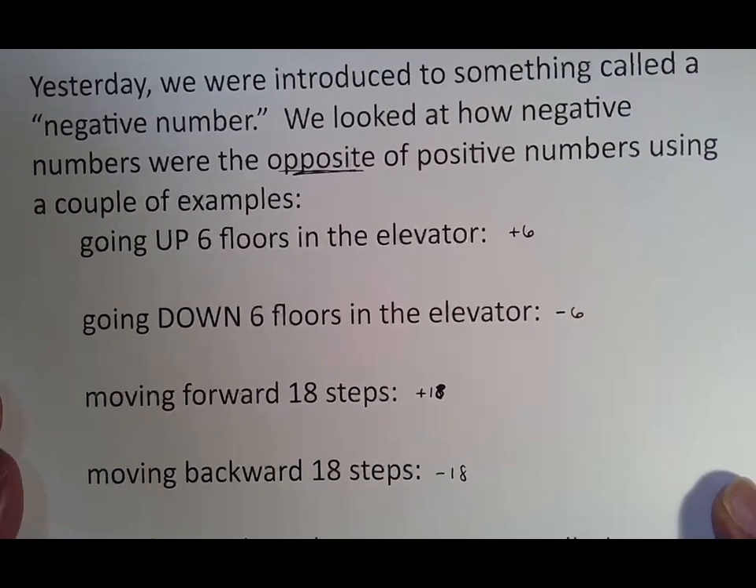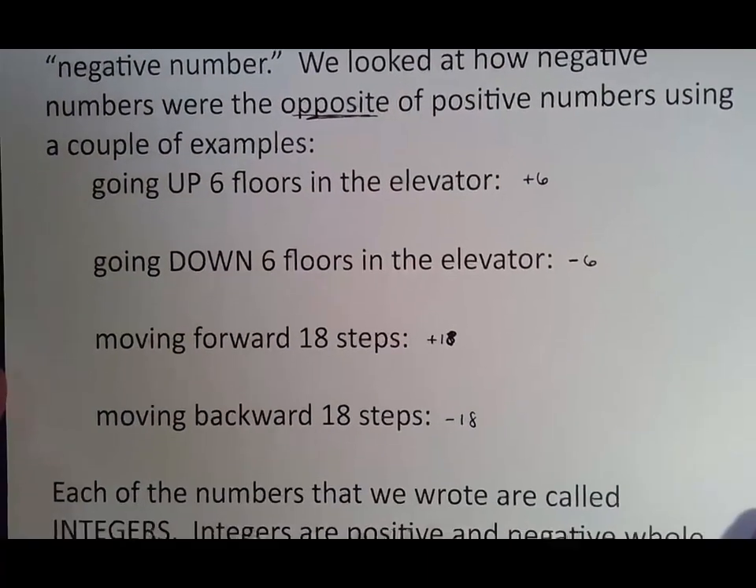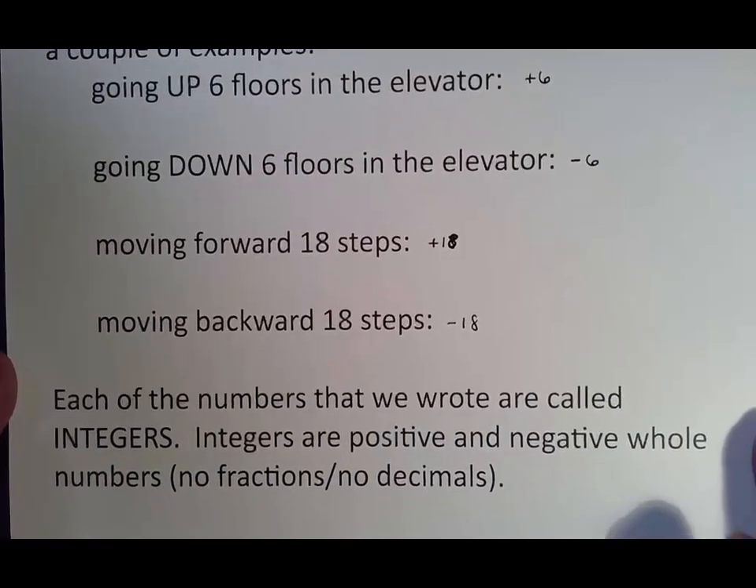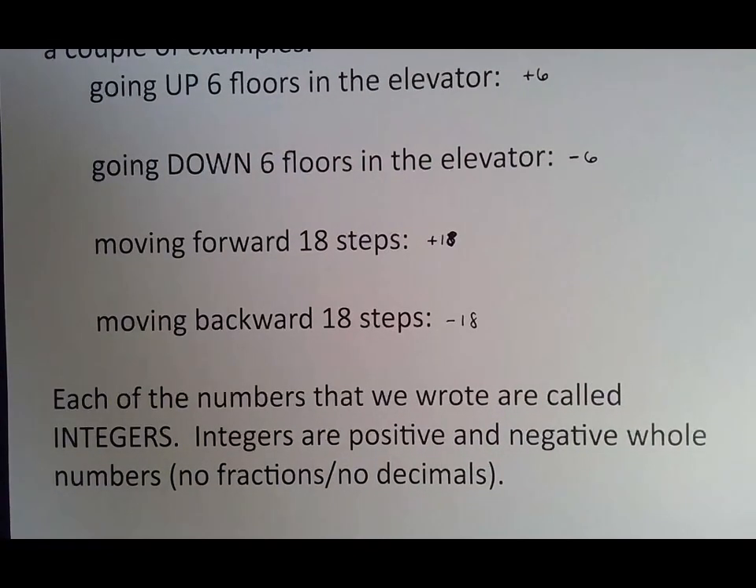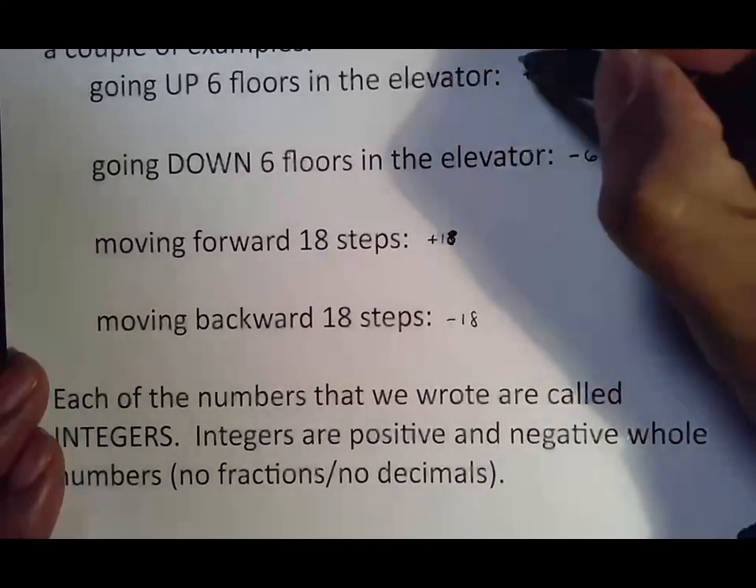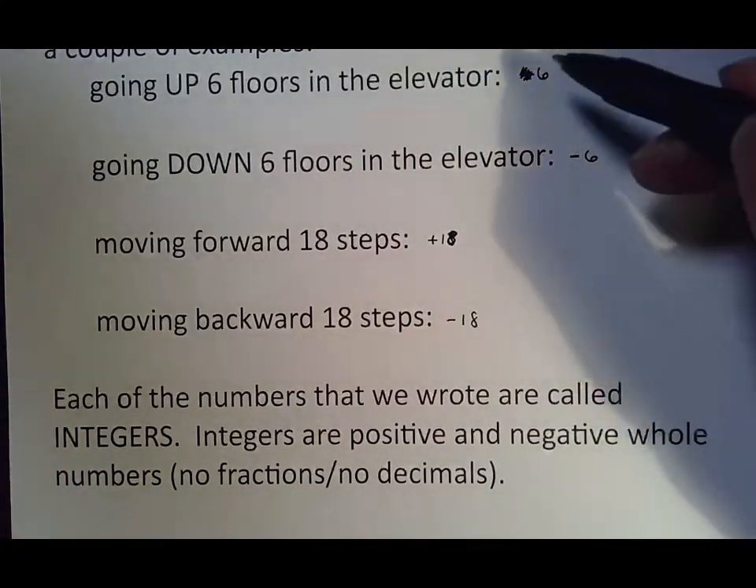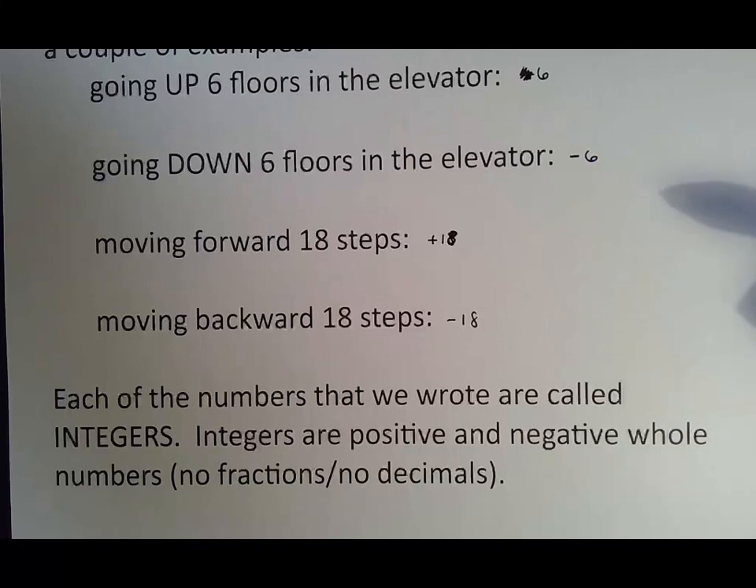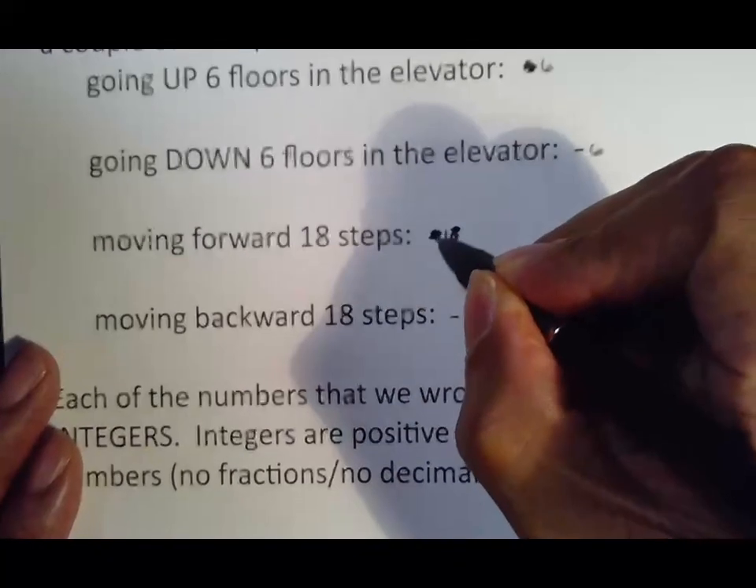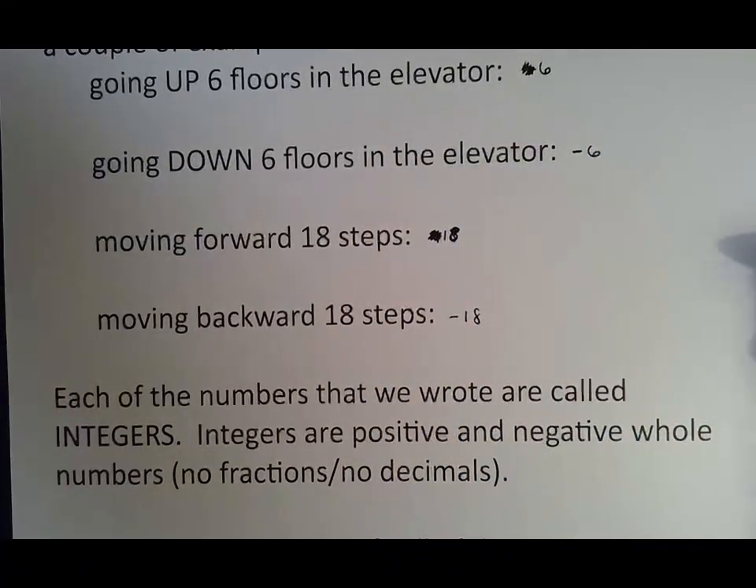With all that, pretty much each of the numbers we wrote are called integers. Integers are positive and negative whole numbers, which just means no decimals, no fractions. So this is an integer, which, as I said, you don't usually have to write the positive. So 6 is an integer, negative 6 is an integer, 18, because we really don't need the positive, is an integer, and negative 18 is also an integer.